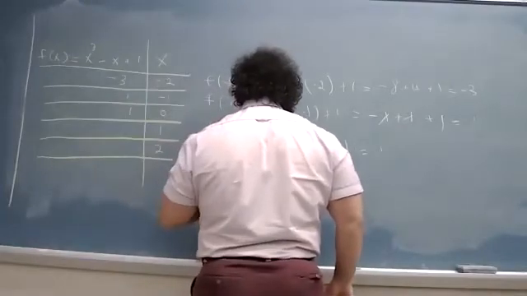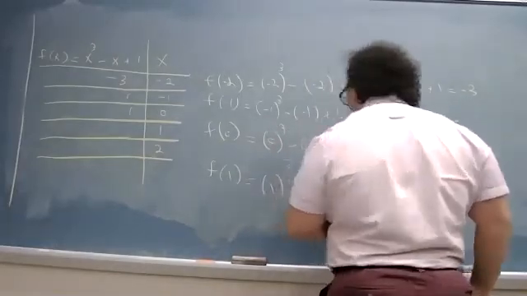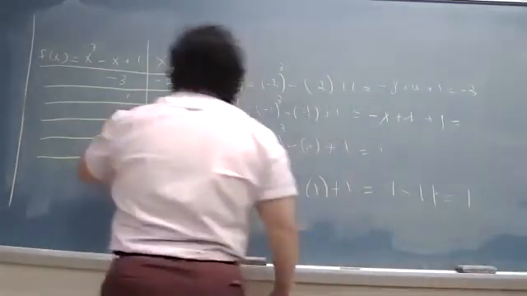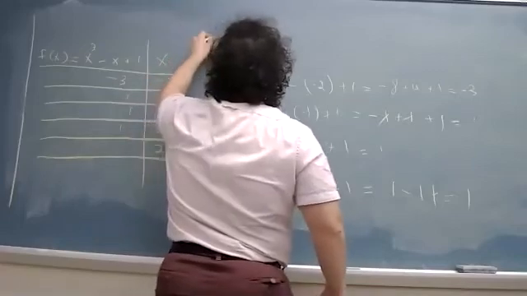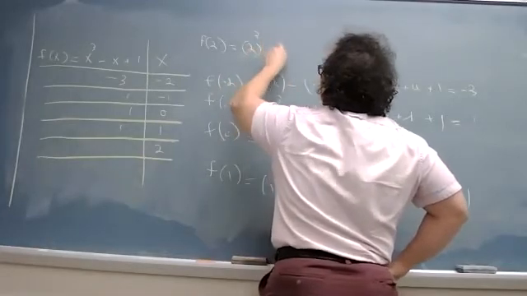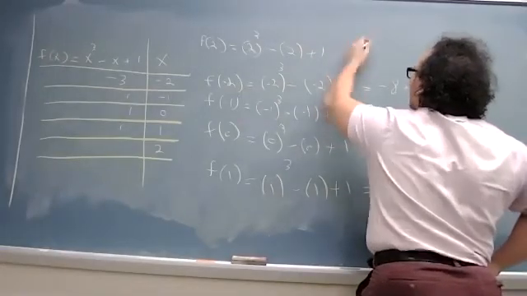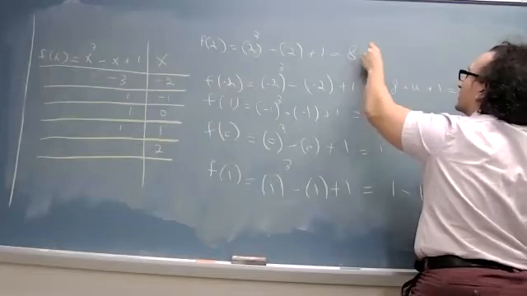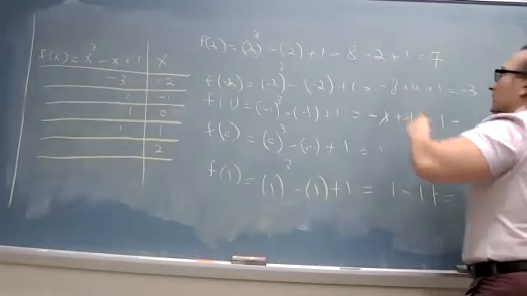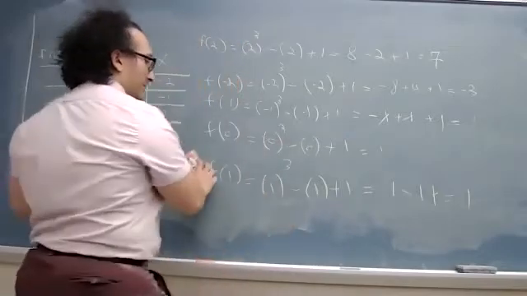What is f of 1? Well, that's just 1 cubed minus 1 plus 1. This ends up equaling 1 minus 1 plus 1, which is 1. Put a 1. What is f of 2? F of 2 is equal to 2 cubed minus 2 plus 1. This ends up equaling 8 minus 2 plus 1. So that's 6 plus 1, which is 7. I put a 7. And now we will graph it.